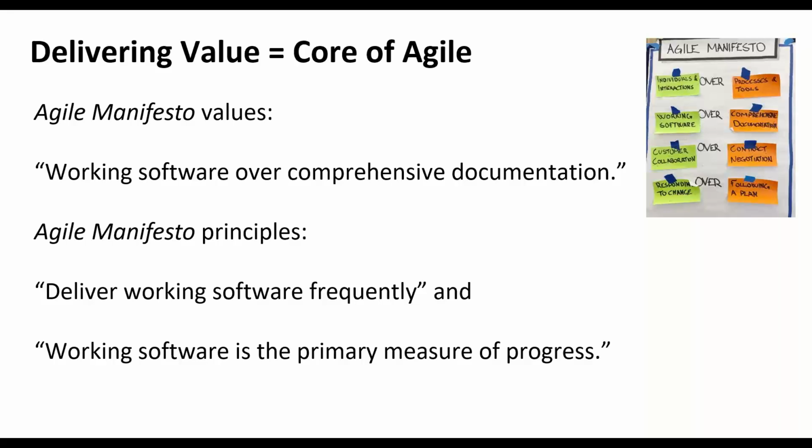So the Agile Manifesto was a document created in 2001 by a group of 17 software developers who were looking for an alternative to traditional software development processes.